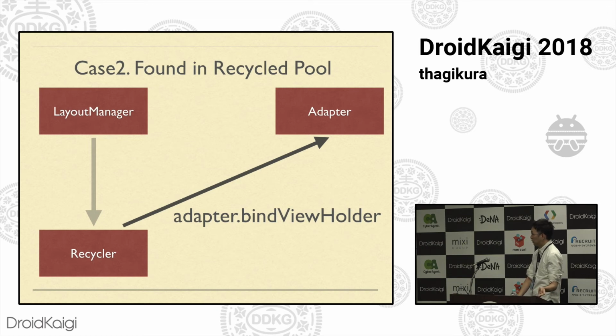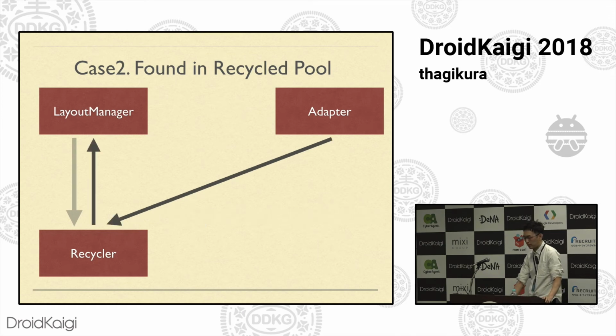Case 2: if the view is found in the recycled view pool, then as I explained earlier, the view is considered dirty in that case. So the view needs to be rebound by the adapter. So the recycler needs to call onBindViewHolder. This case is also considered lightweight, but not that light compared to case 1. Then the view is returned through the recycler, like the image.